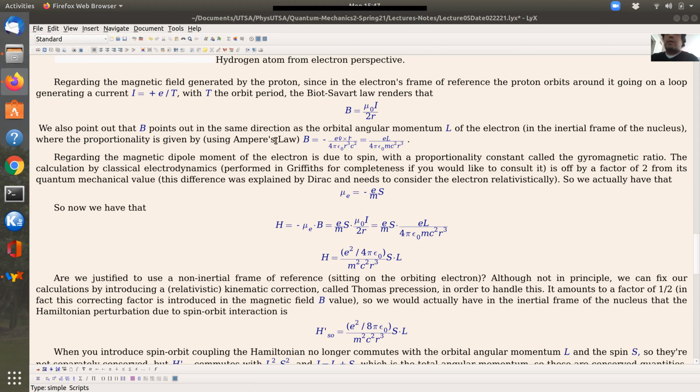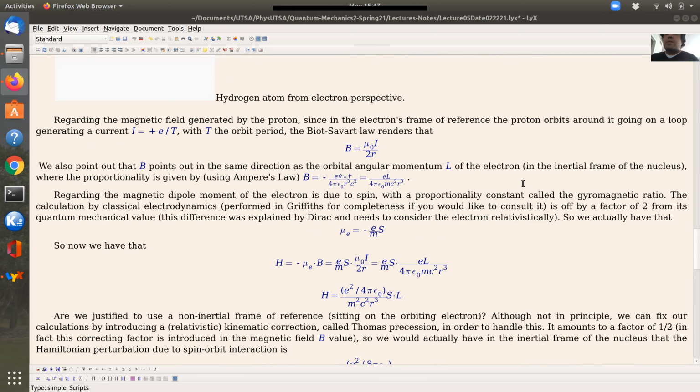And if we use Ampere's law to figure this out, we'll have this proportionality relation where we have the angular momentum, because we have r cross p, times some constant. So we have eL divided by some proportionality constants. And so what we have done so far is basically calculate the magnetic field generated by the proton.